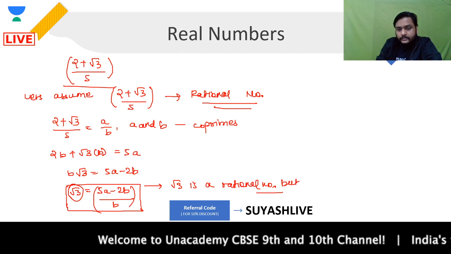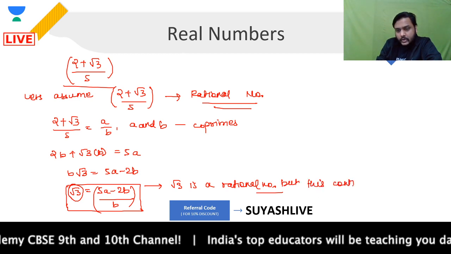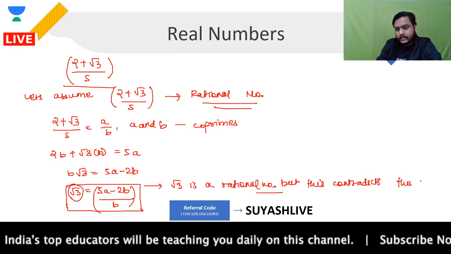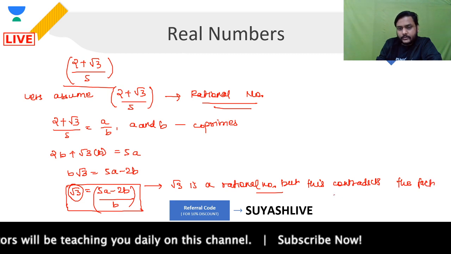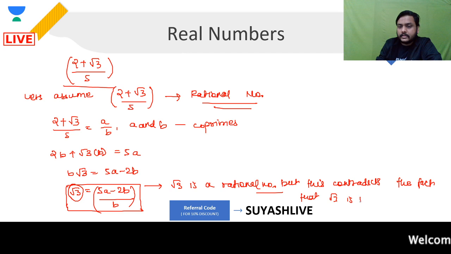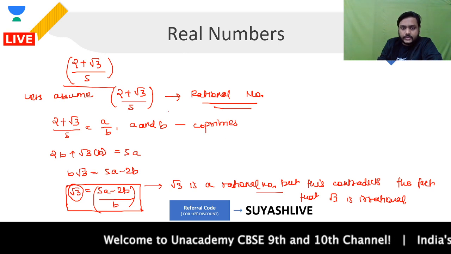So you will say that this contradicts the fact that root 3 is irrational, and hence you can simply say that your assumption was wrong. It is not rational.